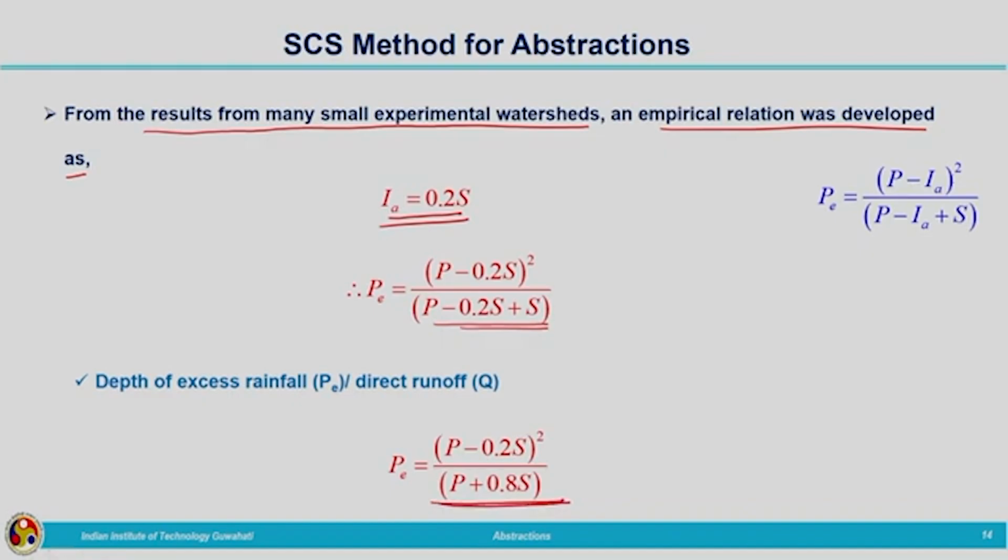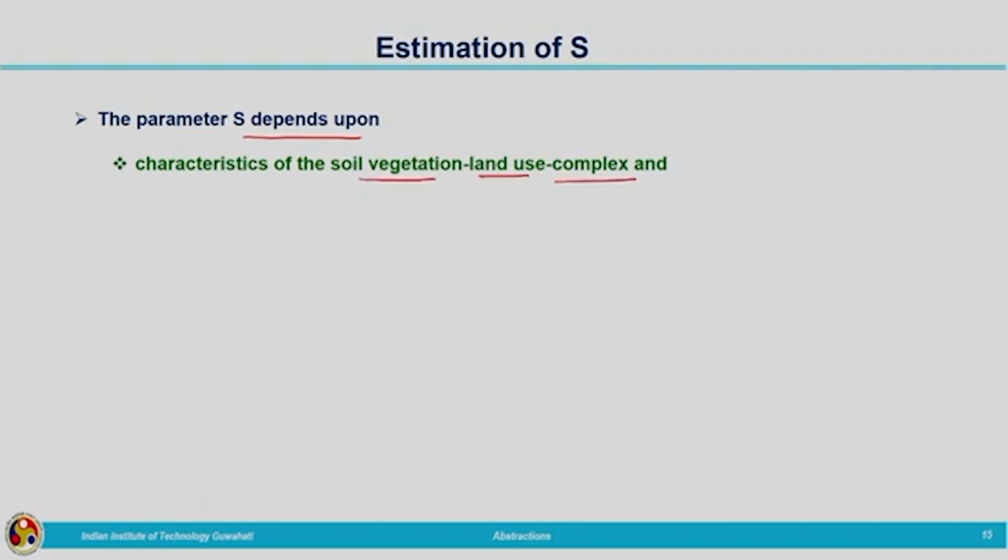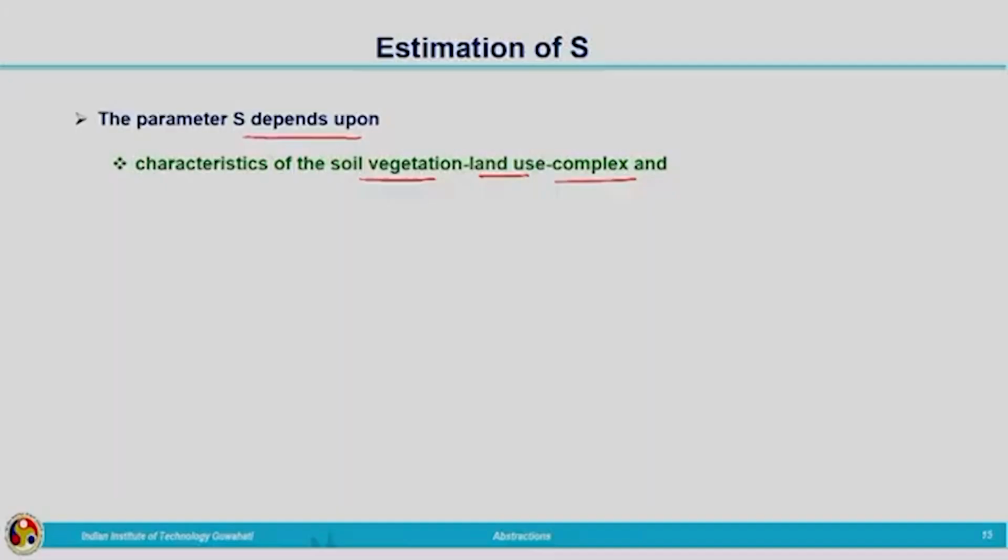So, in this equation we are having only one unknown value, that is related to the potential retention. So, Pe is our excess rainfall, capital P is our measured rainfall in a particular watershed, and S is the potential retention. Now, we need a method to calculate the value corresponding to this potential retention S. So, the parameter S depends on the characteristics of soil, vegetation, and land use complex. So, the storage or the retention is definitely depending on the land use characteristics and soil properties. It may be a vegetative surface, it may be a marshy land, or different types of land use will be present. So, based on the land use properties and also the soil properties, this S can be determined.